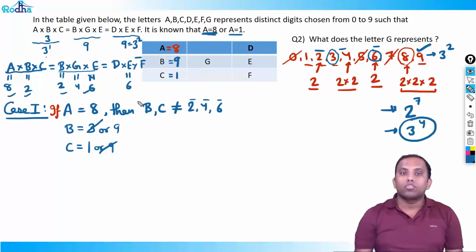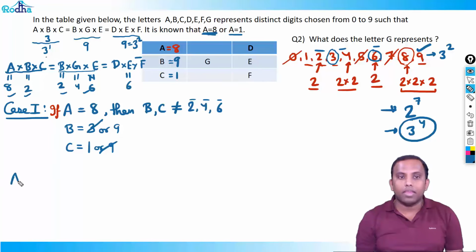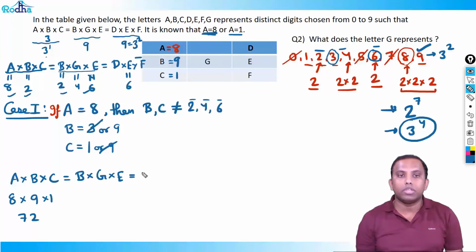So A is equal to 8, B equal to 9, C equal to 1. We got it, so very important data. That means A into B into C is equal to 8 into 9 into 1, that is 72. Now this should be equal to B into G into E, and this should be equal to D into E into F.